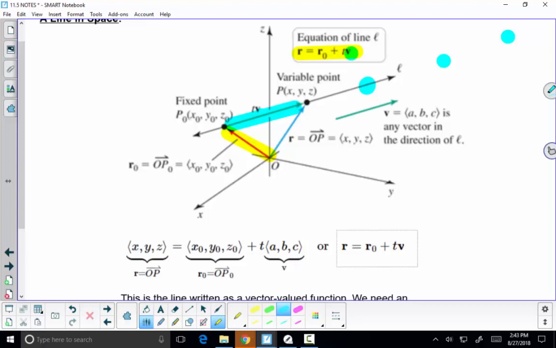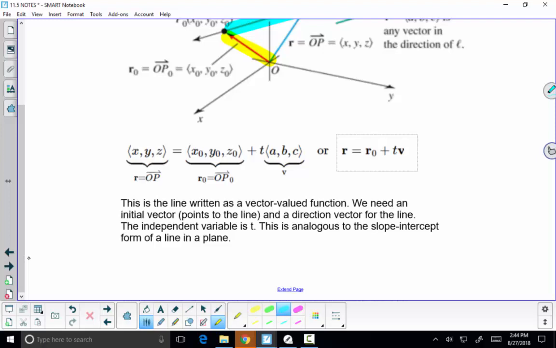So if we add R naught and 1V, we would get that dot. Triangle rule. If we were adding R naught and half V, we would have a resultant vector that came up right here and gave us that dot. So t is scaling V, and then we keep adding R naught to it. So R naught plus 0.1 V, R naught plus 0.2 V, R naught plus 0.3 V. So t can be any real number, and that'll give us the entire line.